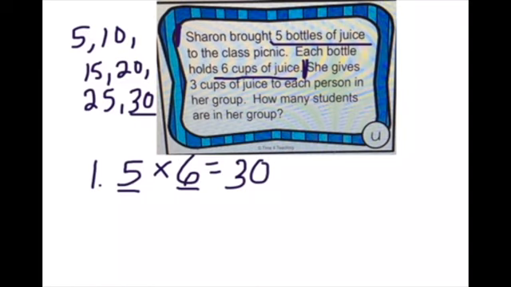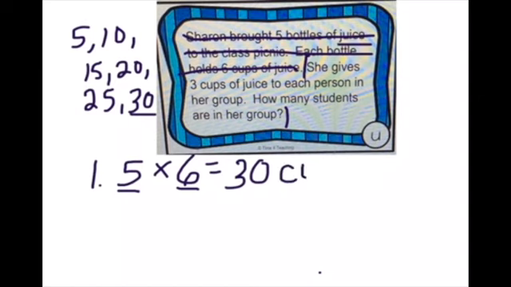Let's look at the next part of the problem. So remember, we looked at that first section. I'm just going to cross this part off now, because now we're going to look at that last part. She gives 3 cups of juice to each person in her group. Okay, well, we know that there's 30 cups of juice right now total. And now for step 2, we know that she's going to give away 3 cups of juice to each person. How many students are in her group?